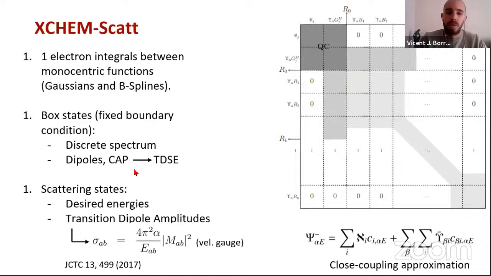Also, we have the scattering states. There are several ways to compute the scattering states. The most standard one right now is to compute them after the box eigenstates, and the scattering states will be defined as a linear combination of different box eigenstates. So the scattering states, we can compute them at the desired energies, and we also obtain the transition dipole amplitudes. So with that, we can calculate the cross section, either in velocity or in length gauge.